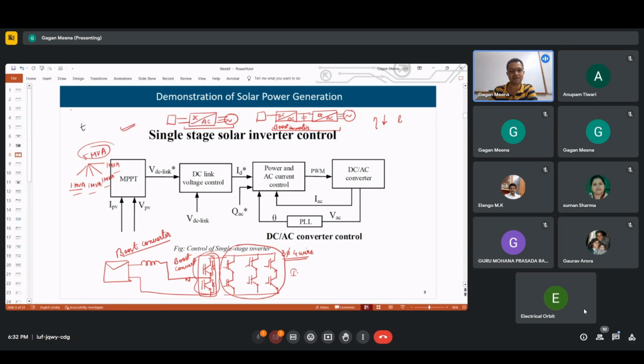So here we have three current control loops, and here also we have three loops, 1, 2, 3. In single stage we have only 4 loops, whereas here we have 6 loops, we can say.